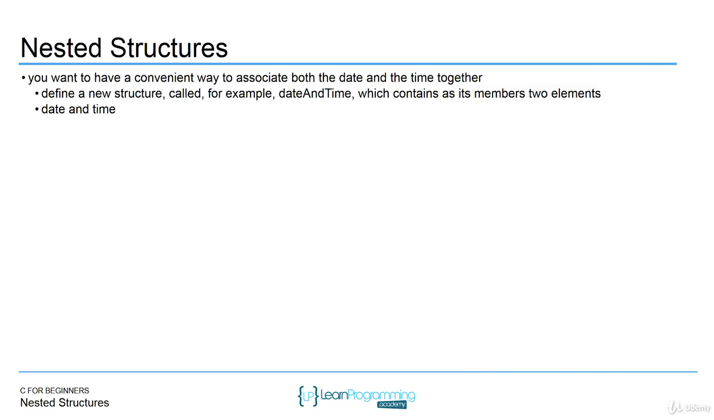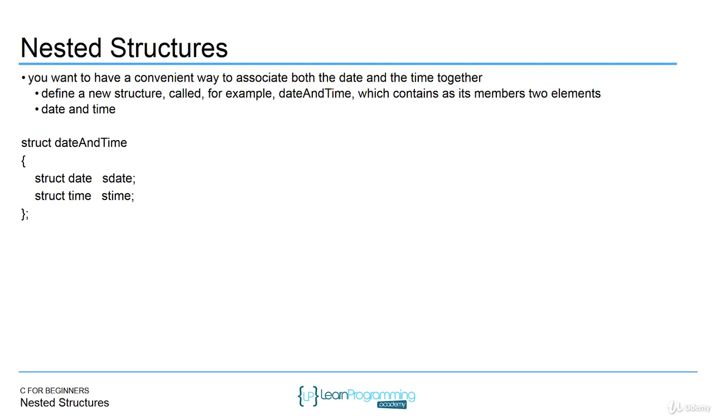We can define a new structure called, for example, date and time. This would contain as its members two elements, a date and a time, which are both structures. So we now have a nested structure. We have a structure named date and time that contains two other structures. Something like that. And the syntax is very similar to creating other structures. The only difference here is inside the actual structure, as the element names, you have the struct keyword, the name of the struct, and then the variable name.